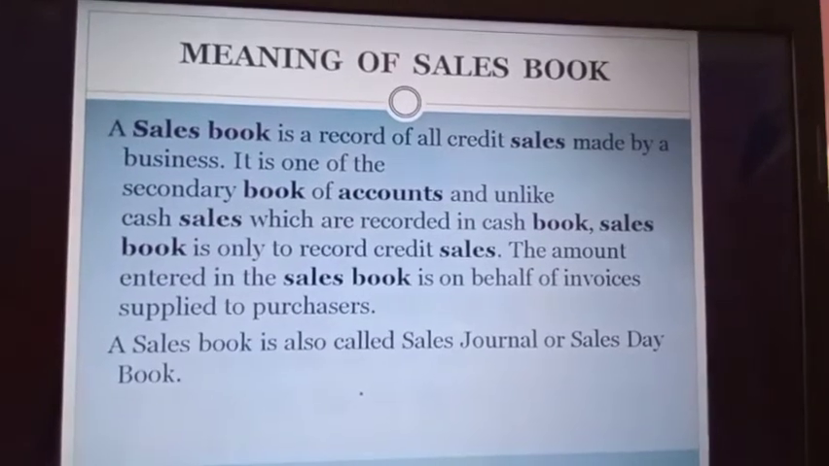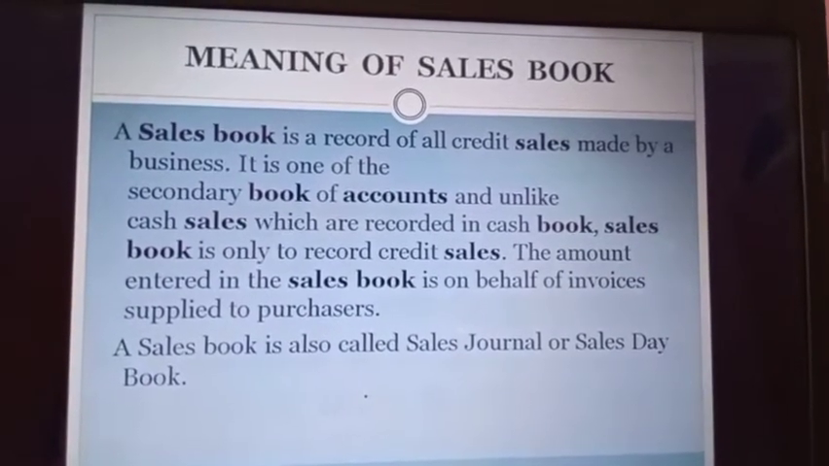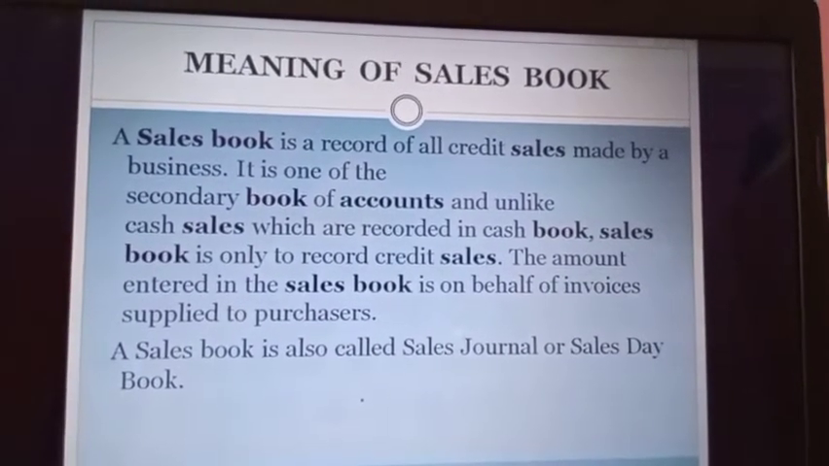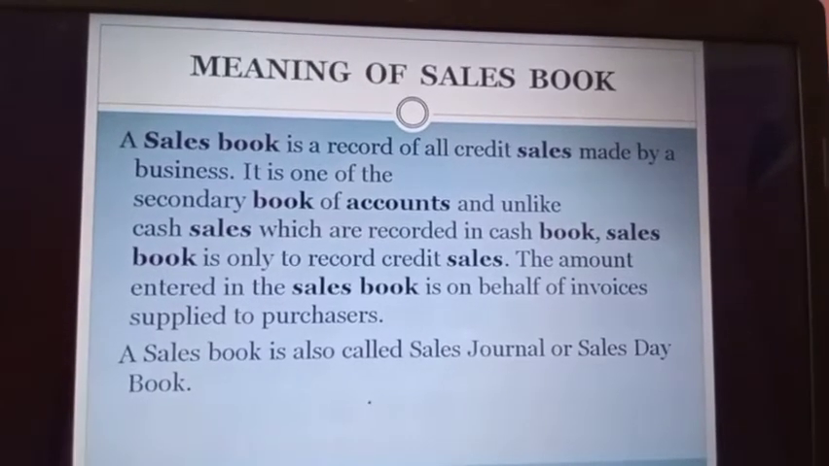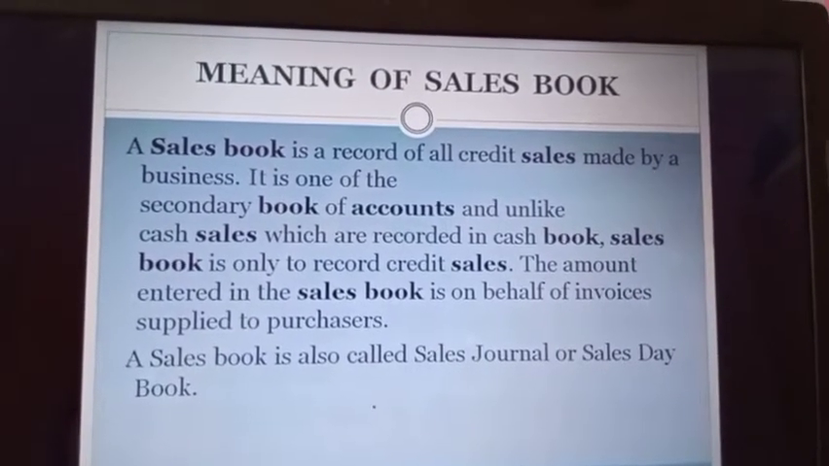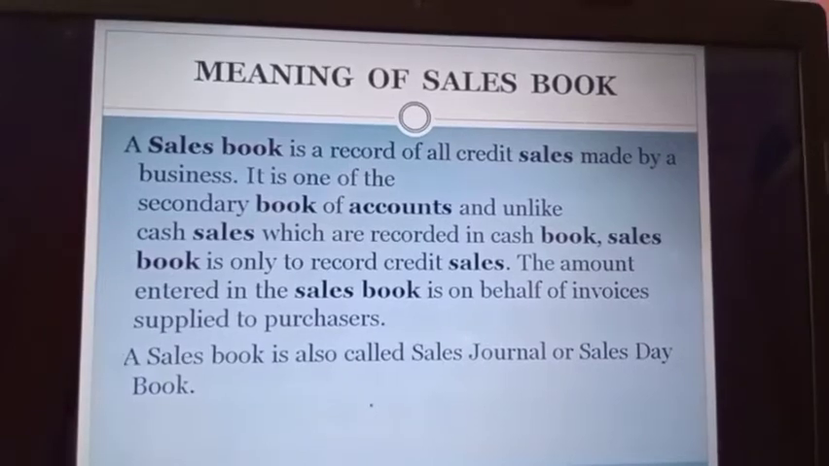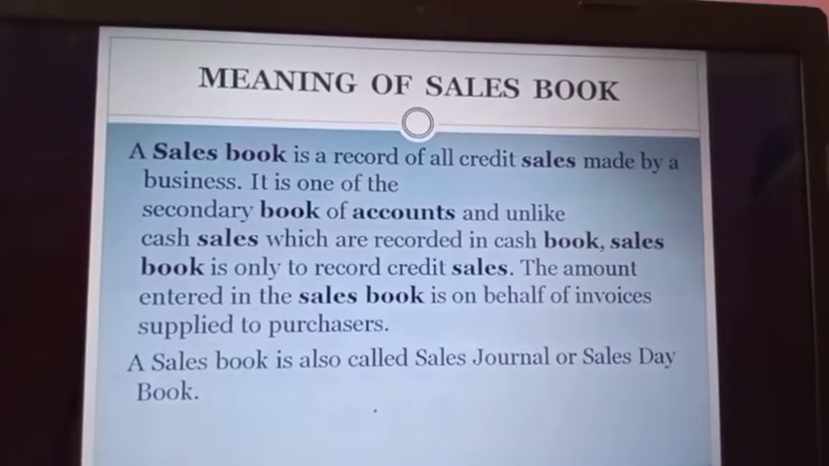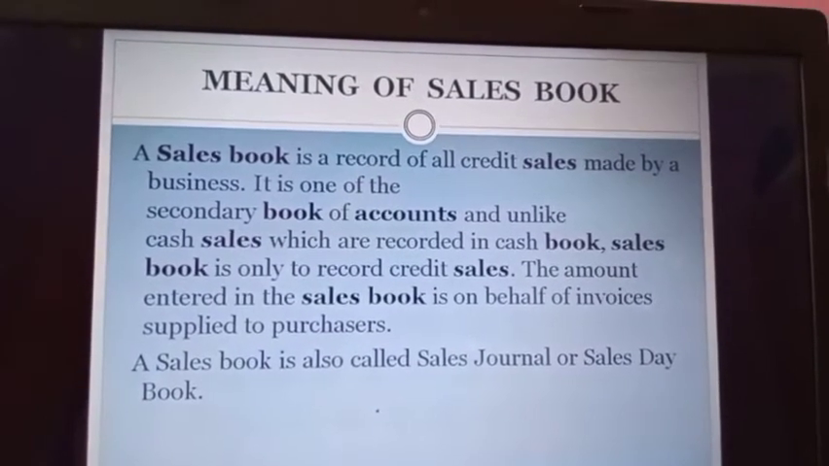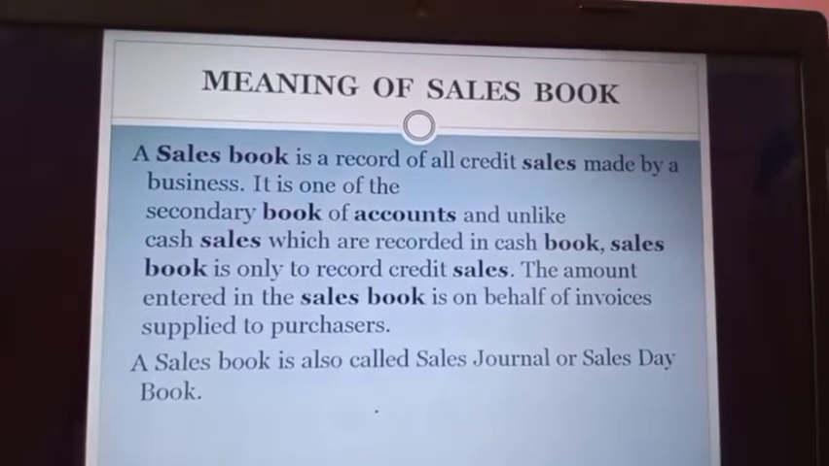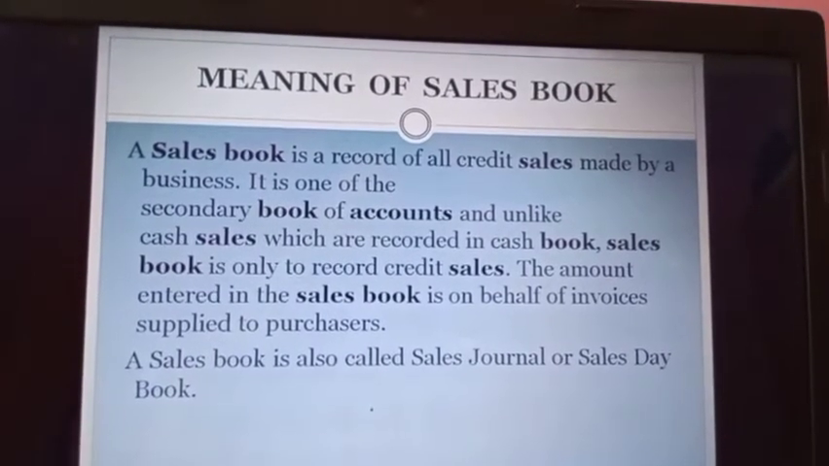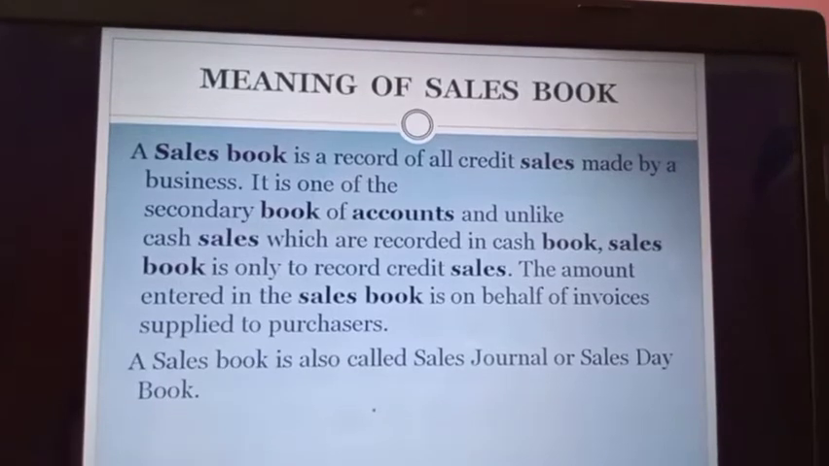Now as you all know, in purchase book we record the credit purchases, and the returns of the purchased items that we have done on credit are recorded in the purchase return book. So similarly we'll have sales book. In sales book we will record all the credit sales made by a business.